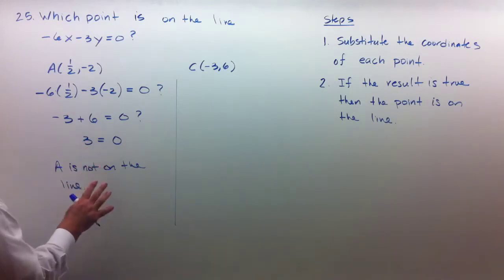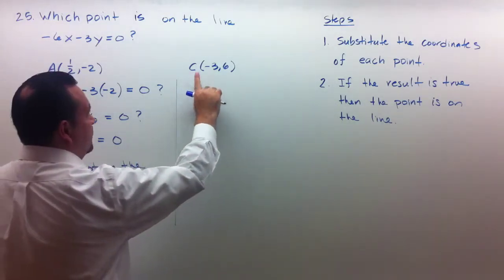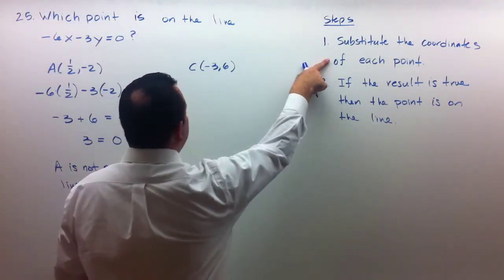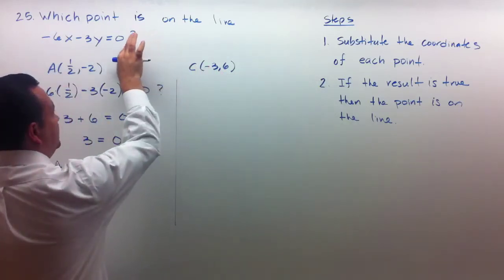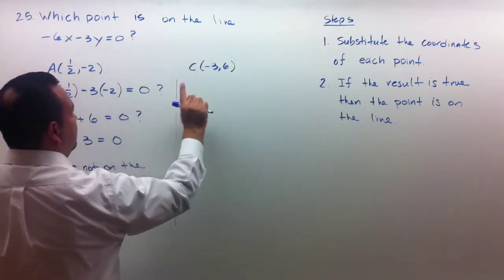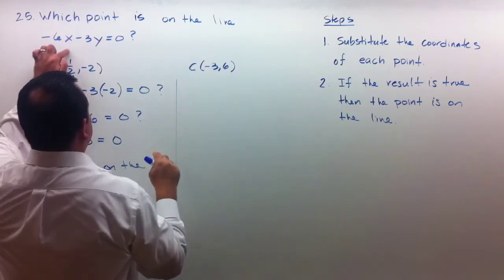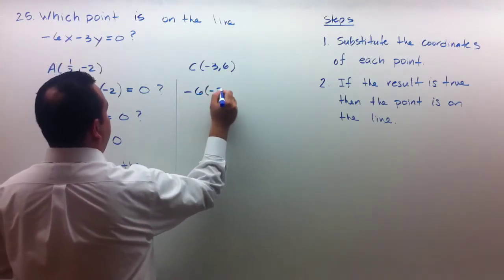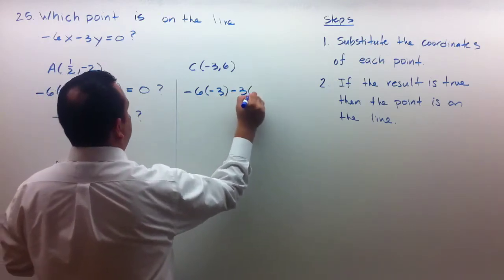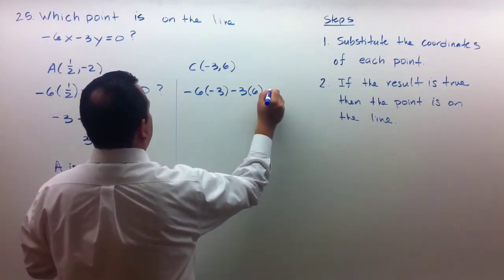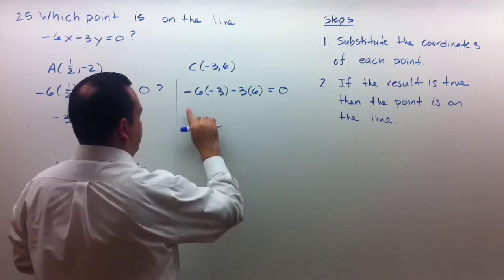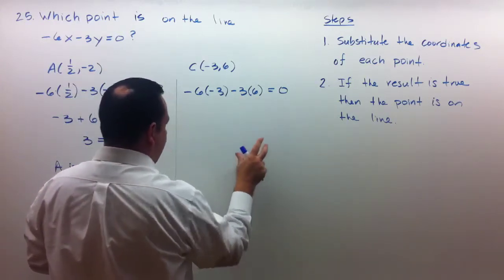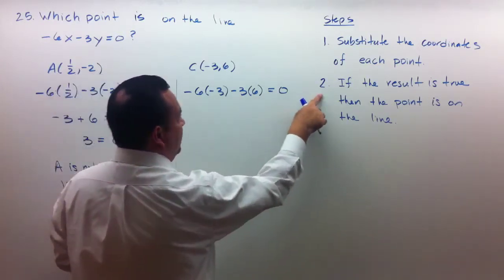We want to do the same thing with point C. We want to substitute the coordinates and determine if this equation is true or false. So we begin by substituting these values into x and y. So we have negative 6 multiplied by a negative 3, minus 3 multiplied by a 6, and this is equal to 0.